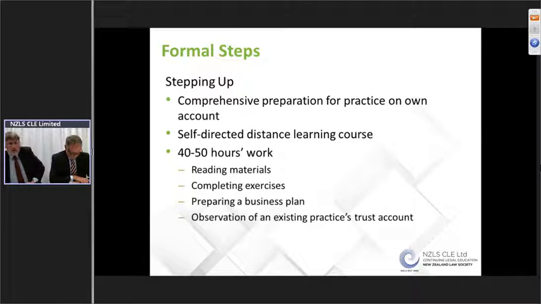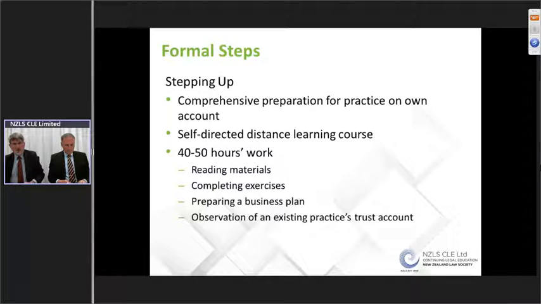Thanks, Paul. I'm now going to step through a process, and it wasn't intended to be a pun. I'll now work through a process of identifying the components that you're going to need to satisfy to move to practice on own account. There are three formal steps. The first is to complete the Stepping Up course. The second is to make an application to the Society for approval to practice on own account. And the third, towards the end of that process, is to attend an interview.